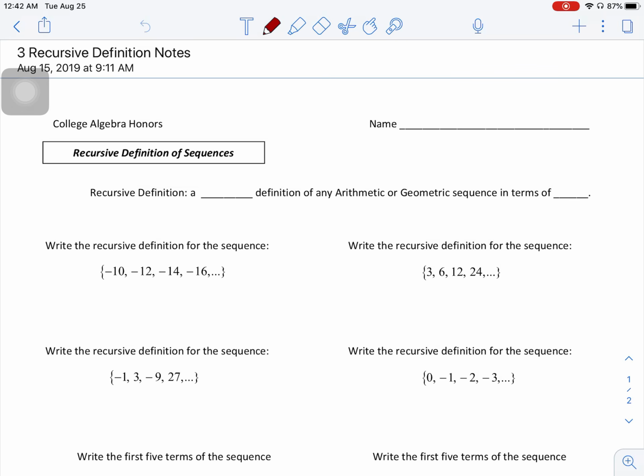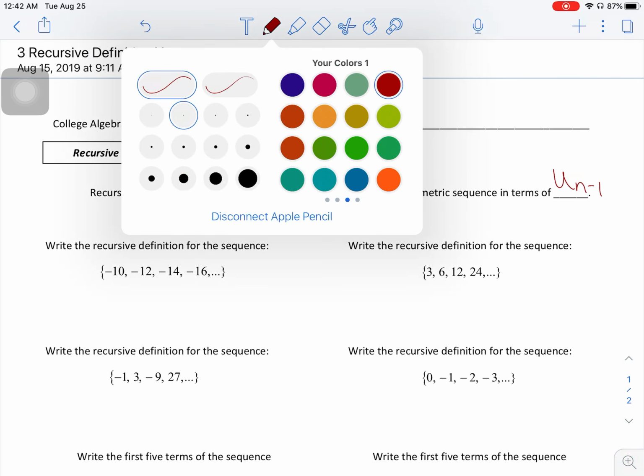It is a two-part definition of any arithmetic or geometric sequence in terms of u sub n minus 1. So remember, u sub n minus 1 is that previous term to the nth term. So if you had a sequence that had 10 numbers in it, u sub n would probably be considered the 10th term, the last number. And then u sub n minus 1 would be the term directly previous to it, or the 9th term in that sequence. All right, so a recursive definition looks a little strange.